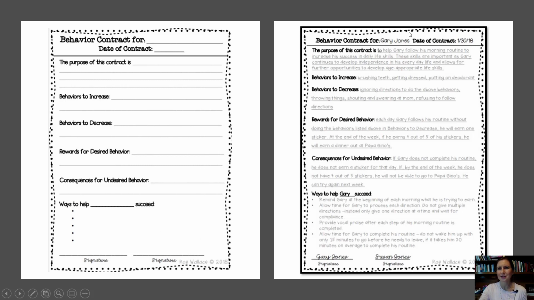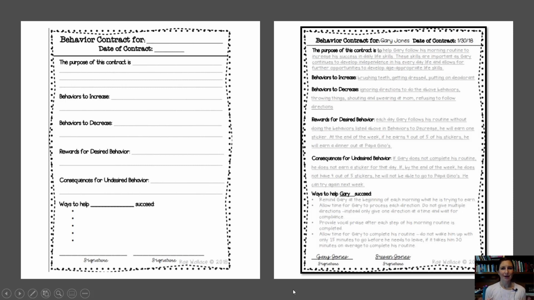And you guys can pause this. This is an actual example of one filled out. So you guys can look and kind of read that, the purpose of it, what they're increasing, what they're decreasing, the rewards, the consequences, and ways to help Gary succeed. So kind of the intervention.